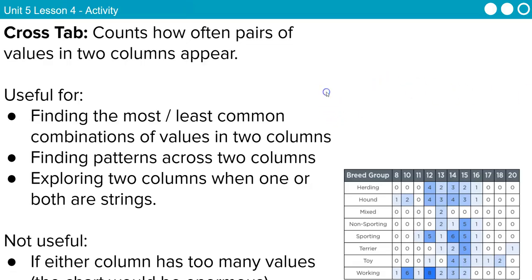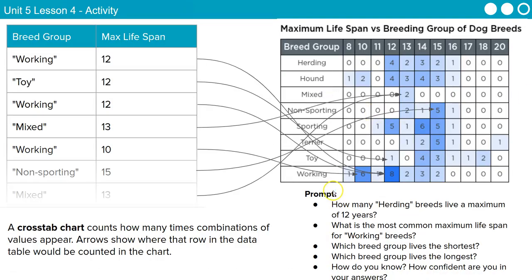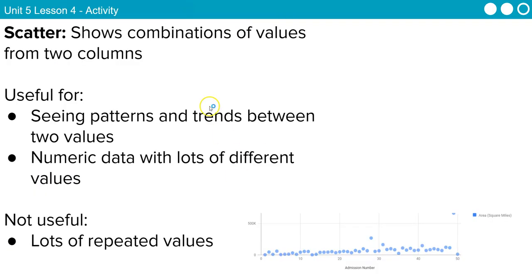This is an example of a crosstab. You can see how it creates these different categories for us and these different groupings. And using these numbers, we can see how many times there was a sporting dog breed that will live to 14 years. So it gives us these summaries, and we can look to see where things are falling, right? The other one is the scatter plot.